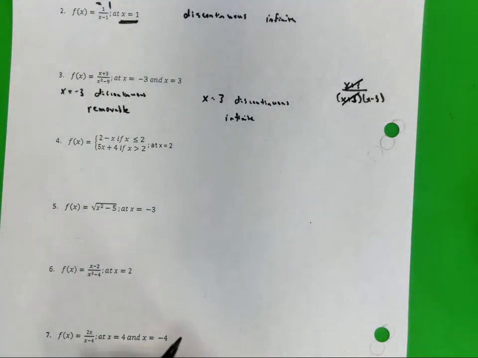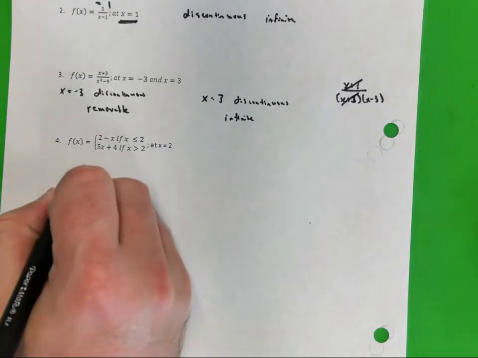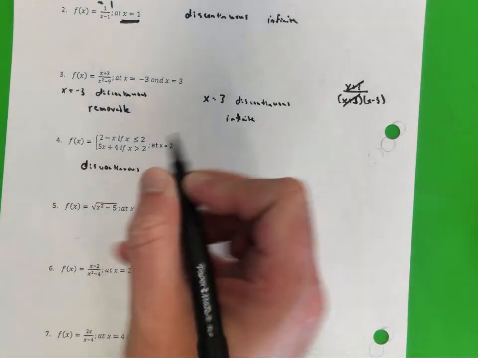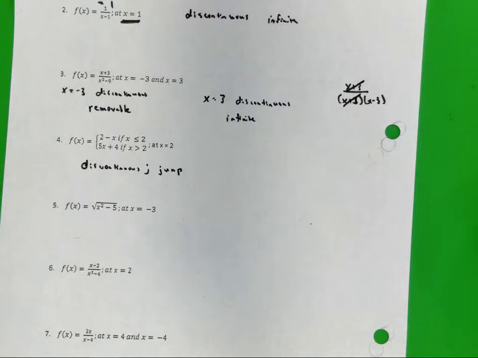Number 4. First of all, you've got a piecewise. Is it continuous? No. Is it piecewise? It's because it jumps from piece to piece. So this is discontinuous. And what type of discontinuity? You don't have to think about it. Jump. You don't have to show anything more on those? No. Okay.